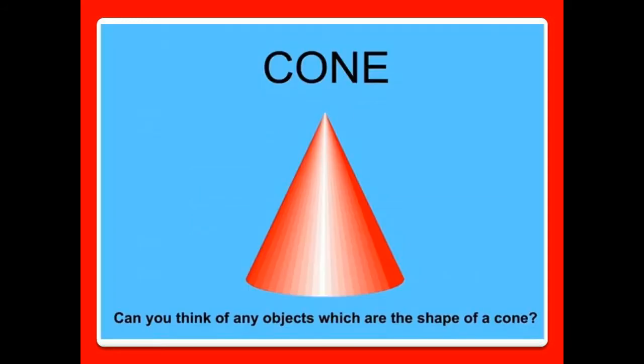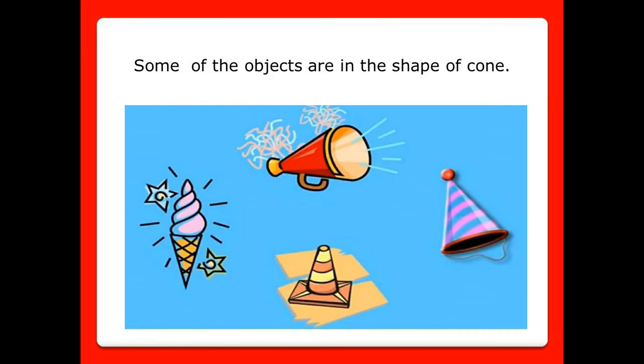The next one is cone. Cone has round shape at the bottom and sharp at the top. Can you think of any object which are in the shape of cone? Yes, it's ice cream. All of us like ice cream. It's easy to remember the cone shape with a shape of ice cream. Some of the objects are in the shape of the cone. You can see the picture. These objects are round at the bottom and sharp at the top.